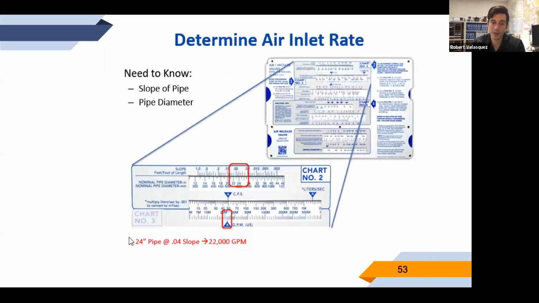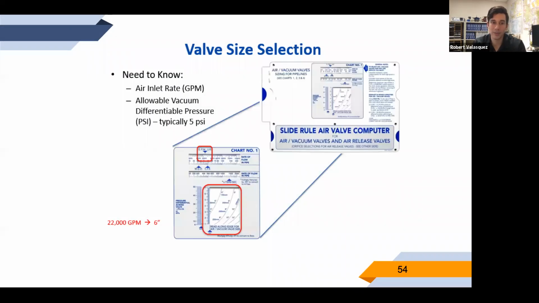Based on that, this is how we're looking at it. These slide rules here are giving us those calculations of 22,000 gallons per minute. Based on that, we're looking at a 6-inch valve. A 6-inch air vacuum valve will allow that much flow of air into the pipeline in order to replace the water as it's moving. And then it would move at about a 5 PSI differential. Again, this isn't a vacuum breaker situation. This is a situation of just a normal air vacuum valve.